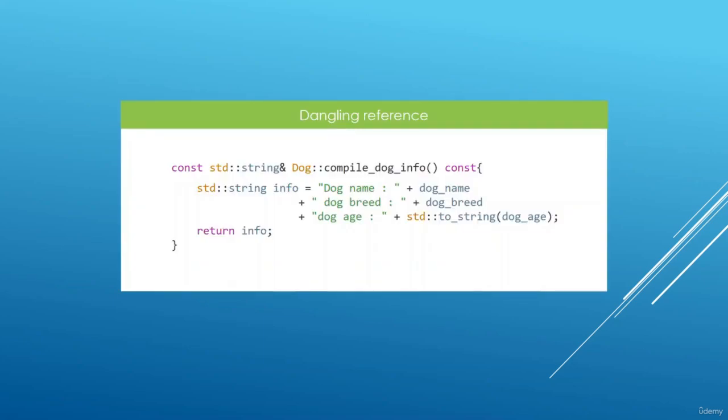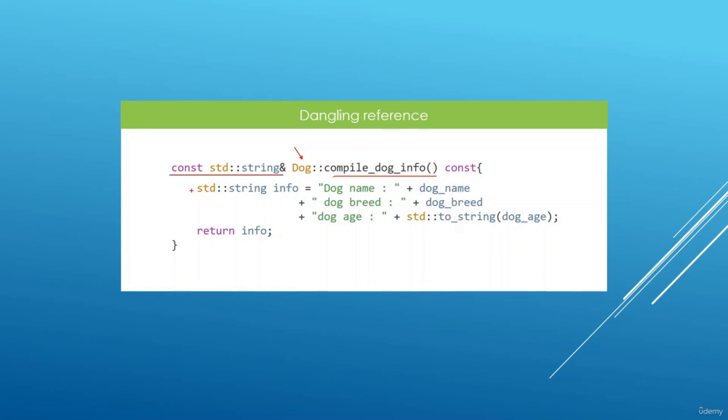So here we have a simple example which is going to show how you could come up with a dangling reference. We have a simple function which is a member of our class Dog here. The name of the function is compile_dog_info, and it's going to return a const std::string reference. Okay, so this is a const function. It's not going to be modifying the object. It's just going to be reading data from the object.